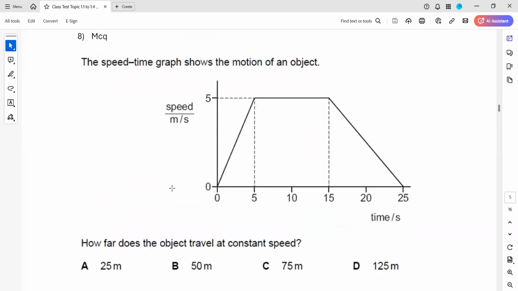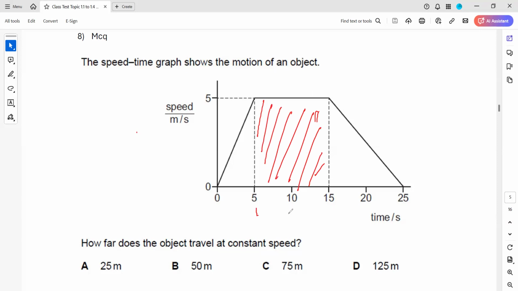Speed-time graph. How far does the object travel at a constant speed? First we have to find in which region the speed is constant. In this region, the speed is constant, like the speed is not changing. In a speed-time graph, a horizontal line means constant speed. So what we have to do is work out the area of this part only.